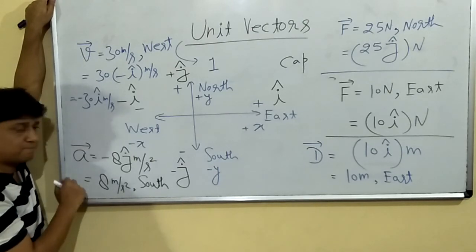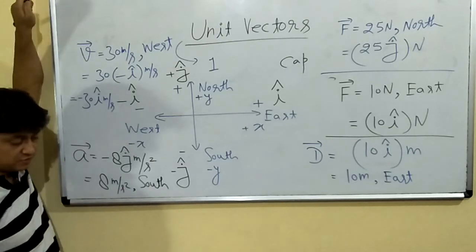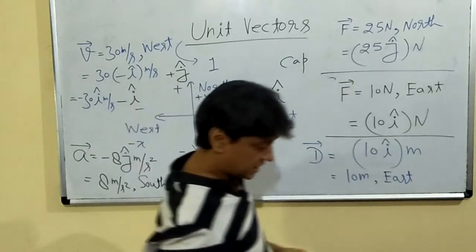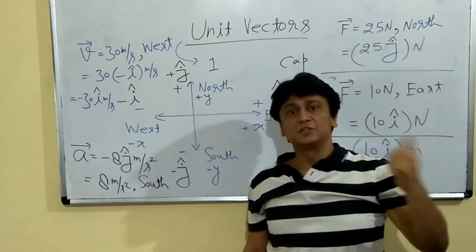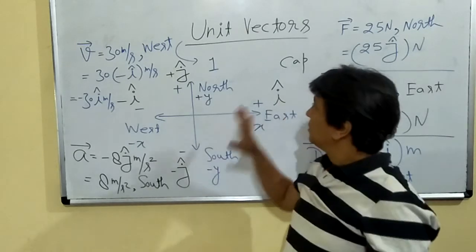हमारे लिए i cap, j cap, k cap, they are unit vectors. इनको हम कब कब यूज किया करेंगे, जब हमें डायरेक्शन की जरूरत हुआ करेगी। Know this.